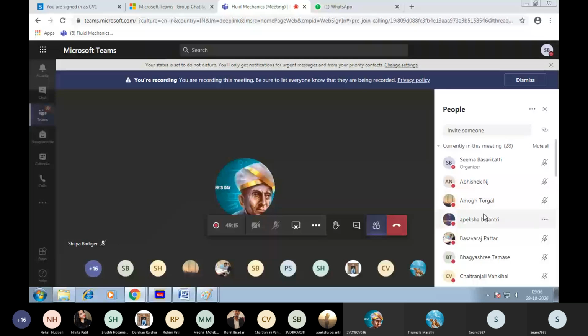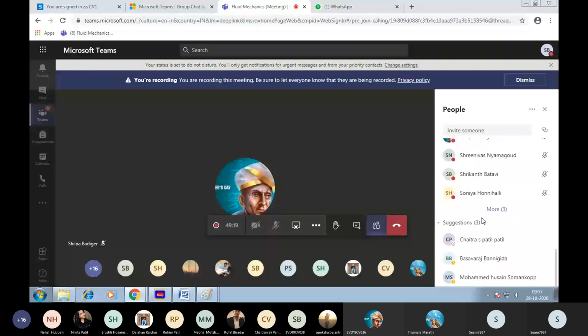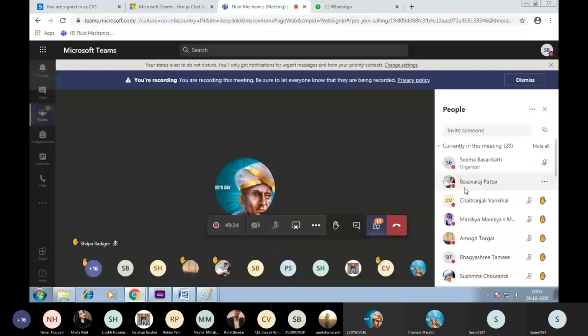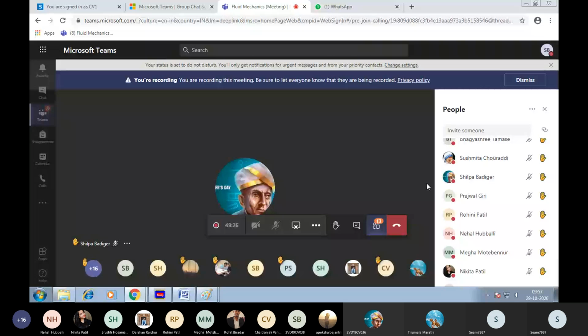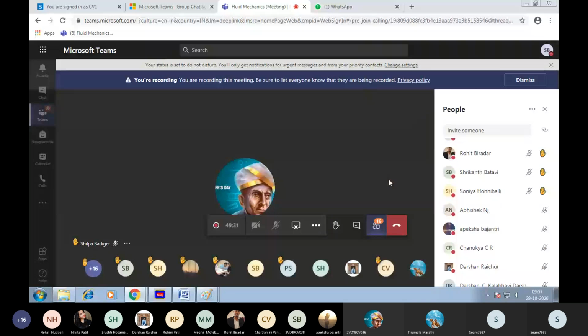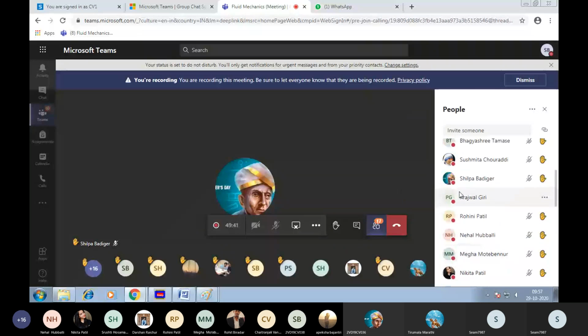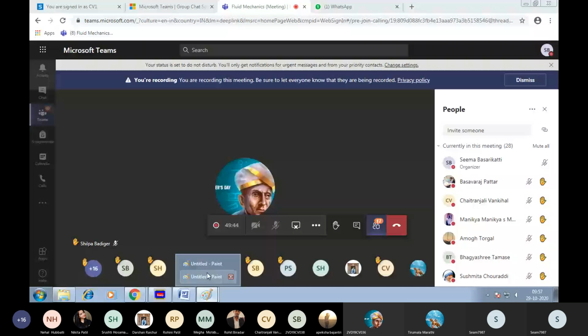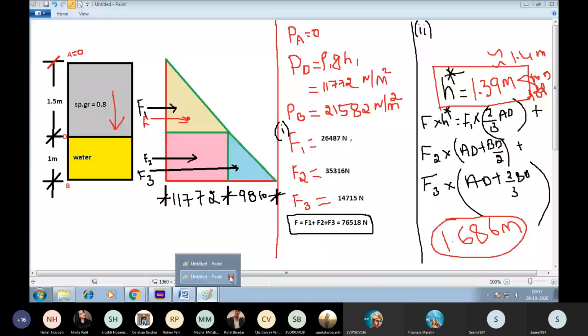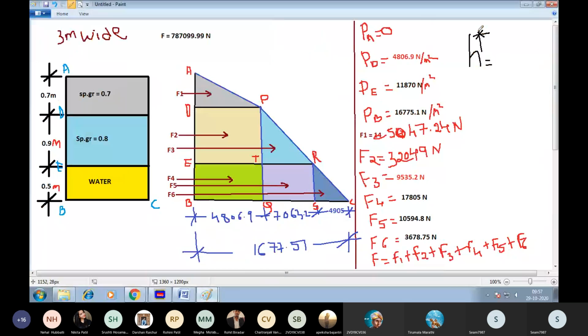So those who are present, raise your hands. Those who are present, raise your hands. So calculate the value of H star and come with the answers.